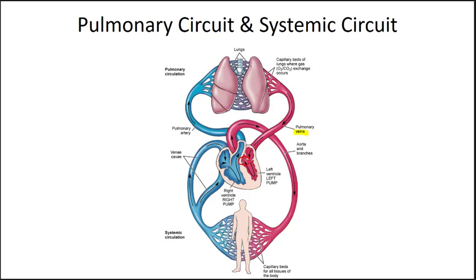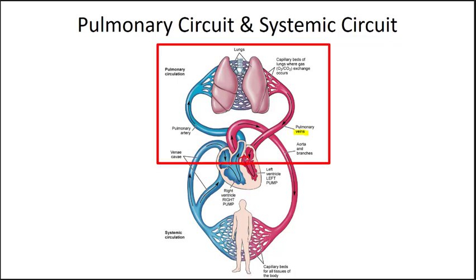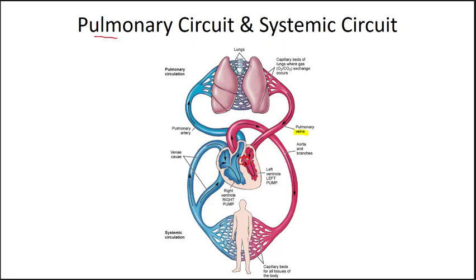You will also hear the terms pulmonary circuit and systemic circuit. Pulmonary circuit refers to, let's go back one, refers to the circulation of blood at the levels of the lungs, because pulmonary refers to lungs. The systemic circuit refers to the system, so blood moving through our body system, so from the heart to the rest of the body and then back to the heart again.